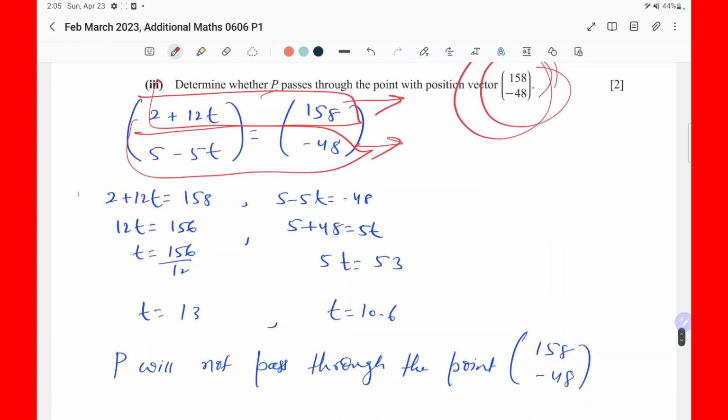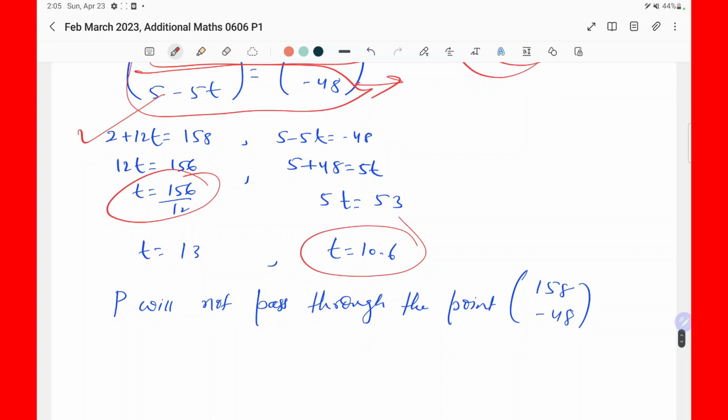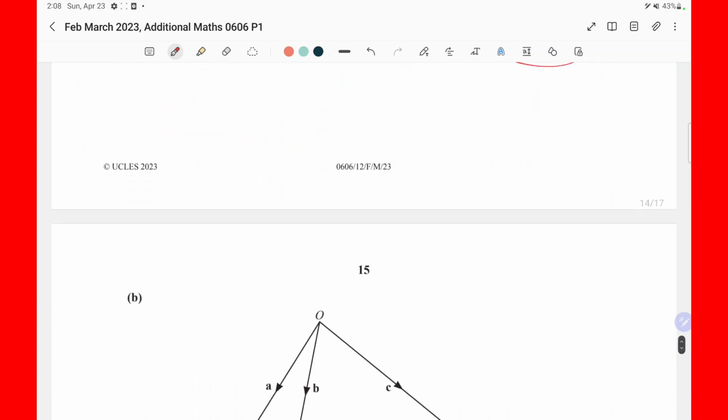So 2 plus 12t is 158, t is 156 over 12. When I solve this, I got t equals 13. The other gave t equals 10.6. These two values of t are totally different, right? So P will not pass through the point 158 and minus 4. Now come to the next question.